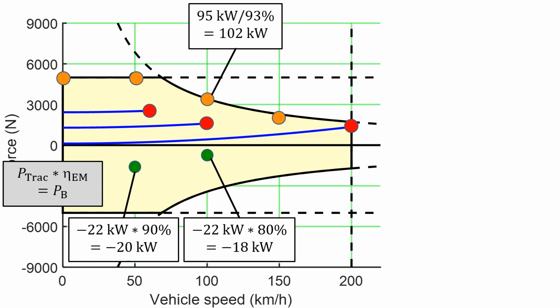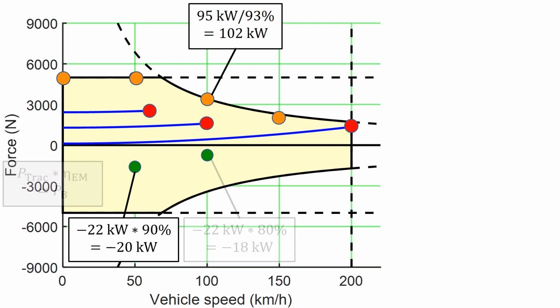Regeneration at 50 km per hour is minus 22 kilowatt at an efficiency of 90%, leading to minus 20 kilowatt battery power. The latter has greater absolute value, so we will use this one for battery sizing.